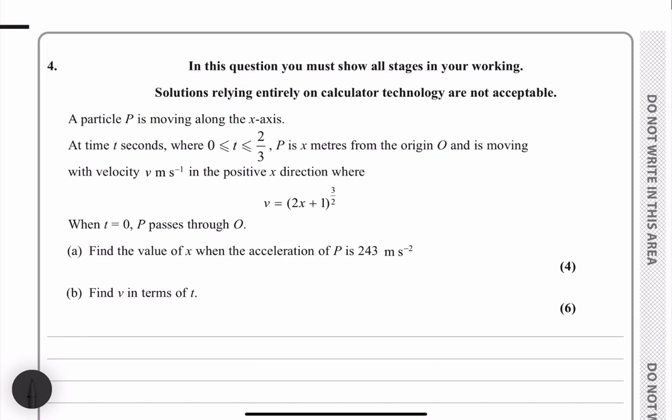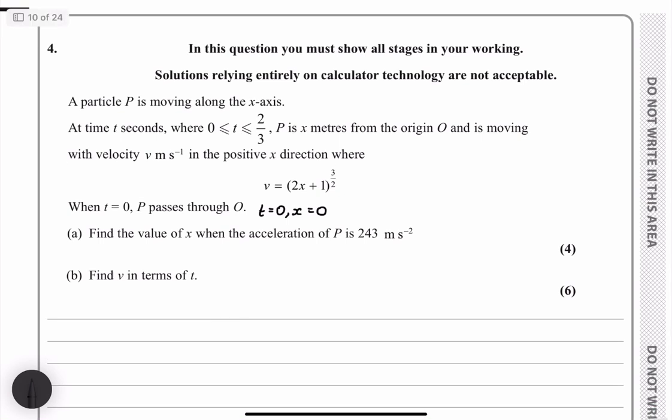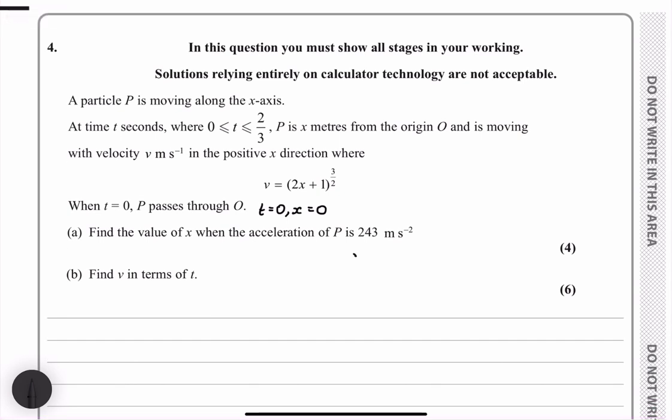A particle P is moving along the x-axis at time t seconds, where t is between 0 and 2/3. P is x meters from the origin, moving with velocity v in the positive x direction, where v is given as this. When t is 0, P passes through O. So when t is 0, x is 0, being measured from O. Find the value of x when the acceleration is 243. All of this is happening in the positive x direction.